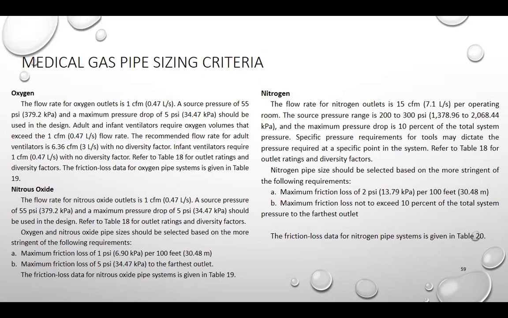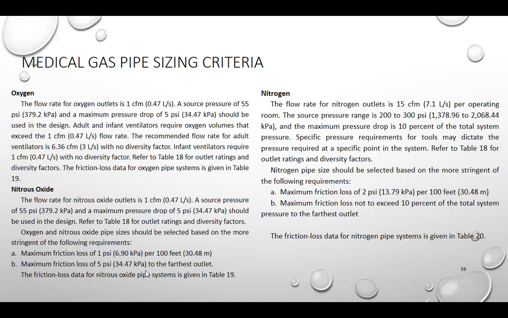So later, the nitrous oxide. The flow rate for nitrous oxide outlet is 1 CFM, a source pressure of 55 PSI, and a maximum pressure drop of 5 PSI should be used in design. Refer to table 18 for outlet rating and diversity factor. Oxygen and nitrous oxide pipe sizes should be selected based on the more stringent of the following. A. Maximum friction loss of 1 PSI per 100 feet. B. Maximum friction loss of 5 PSI to the farthest outlet. So the friction loss data for nitrous oxide pipe system is given in table 19.